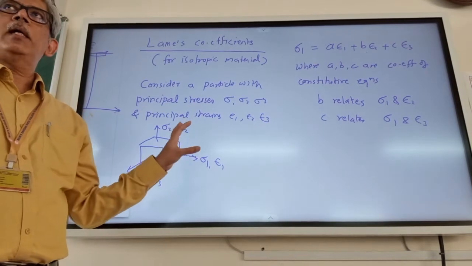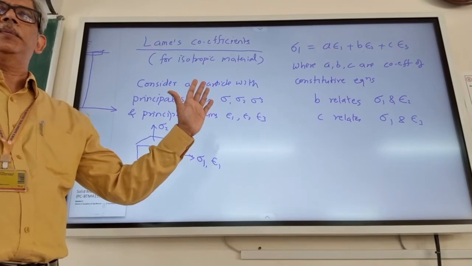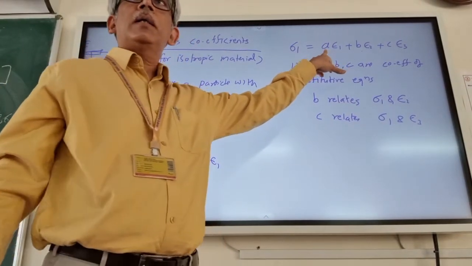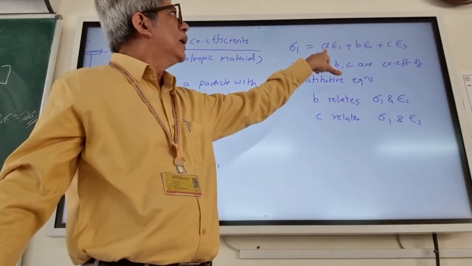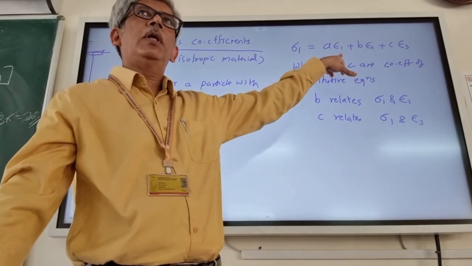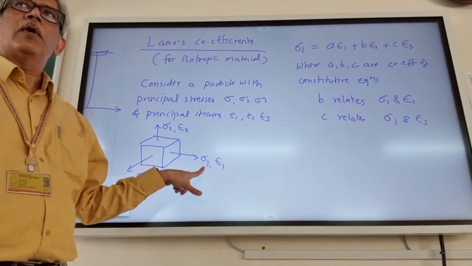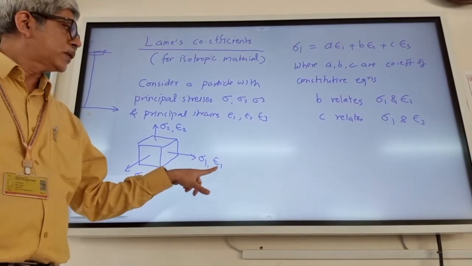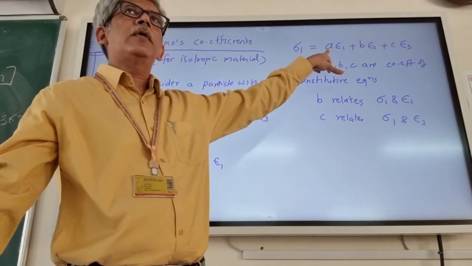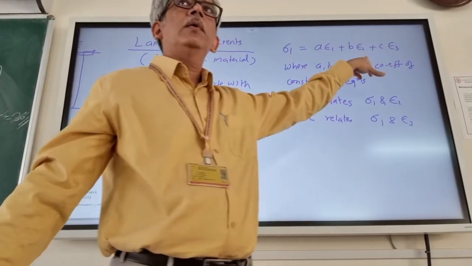Now remember that the material is isotropic, that means all properties in any direction would be the same. What coefficient A represents is that if you apply a strain in direction 1, that is, if you pull in direction 1, the stress generated will be given by this sigma 1. So this A will correspond to the material property which is modulus of elasticity. And what would B and C correspond to?